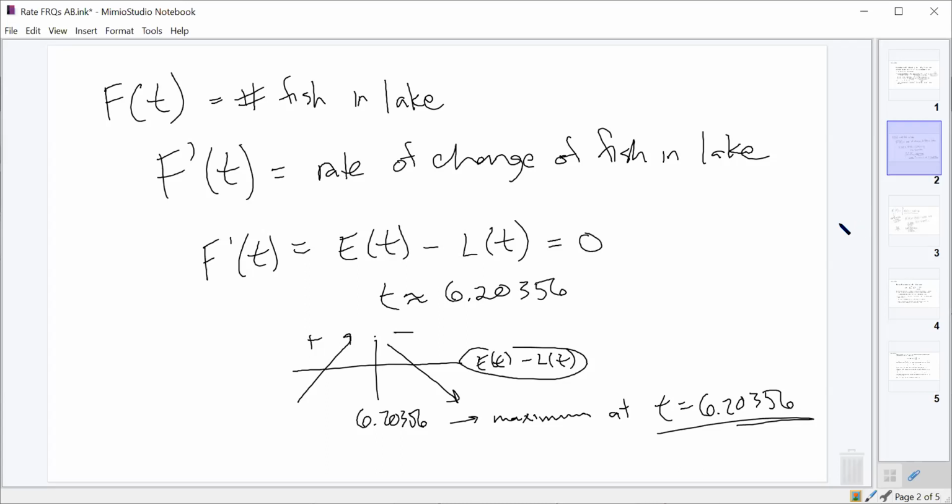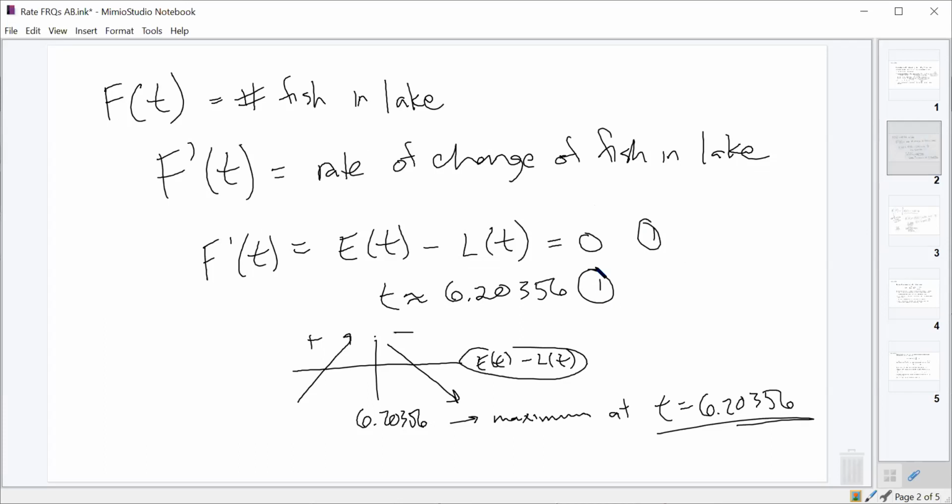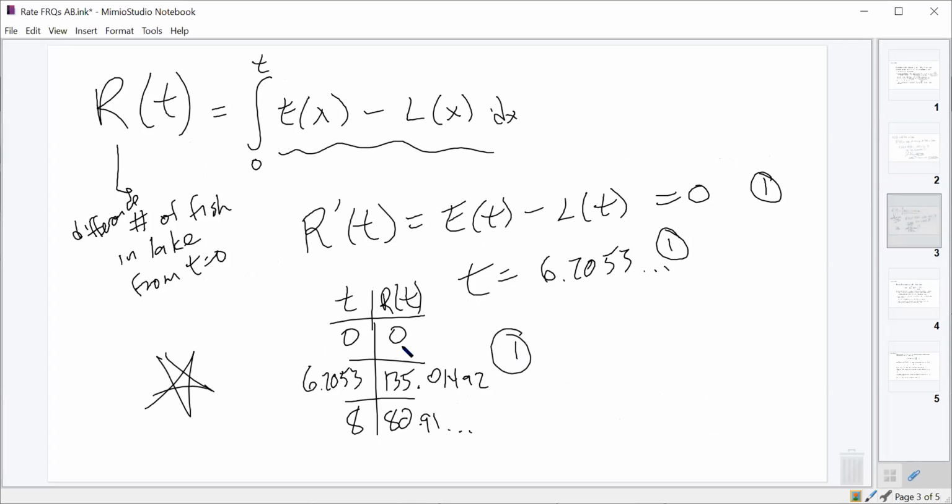Oh, and the point breakdown for this: 1 point for setting E of t minus L of t equal to 0 in either of those cases, whichever way you decide to do it. 1 point for the answer of 6.2053, and 1 point for your justification. So either a sign chart or a chart that shows the endpoints and the only critical value and what their values were. Good?